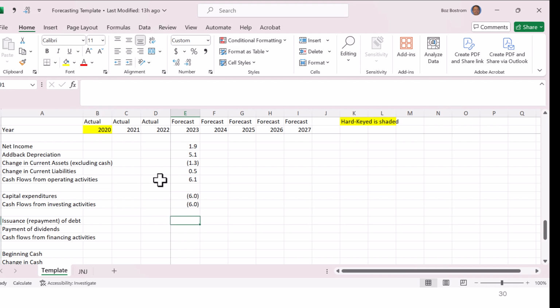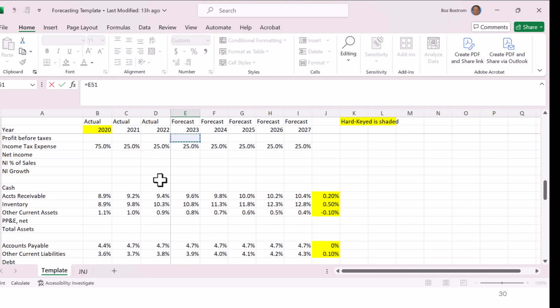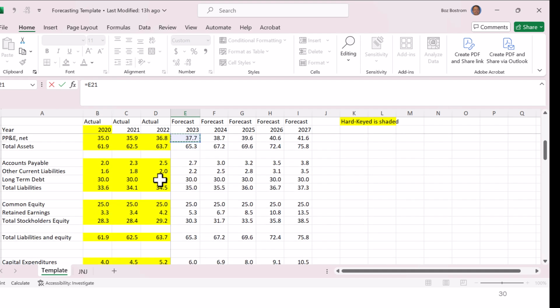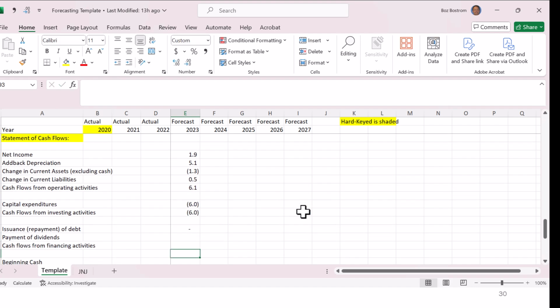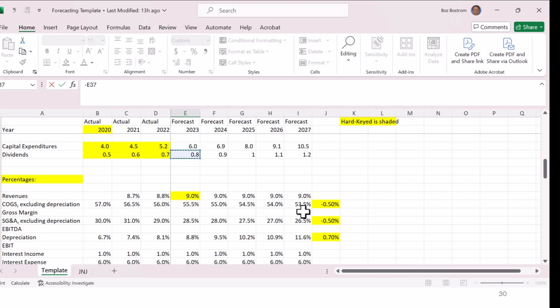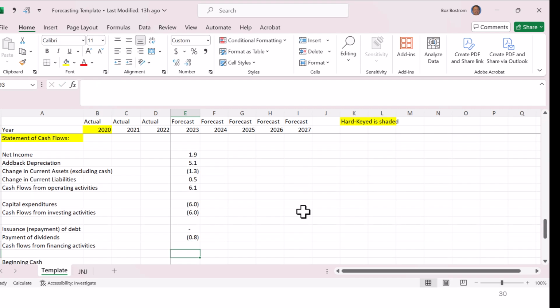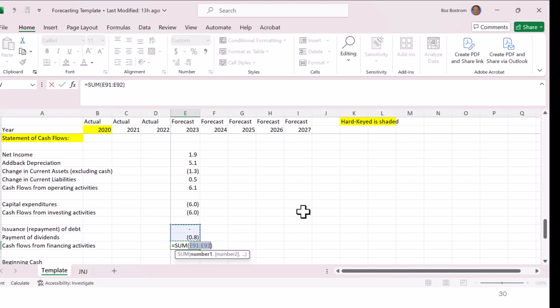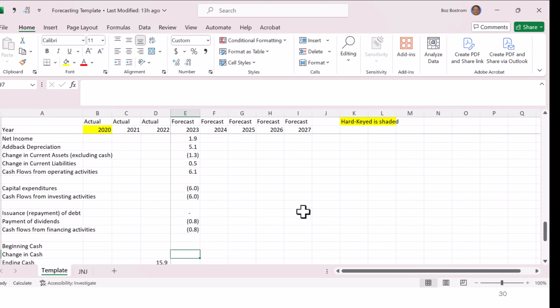Issuance or repayment of debt, so equals, and I don't think there's any, but we can put it in as a placeholder, equals long-term debt in the current year minus long-term debt in the prior year. So if there was an adjustment, it would go through here. The payment of dividends, we want to do a minus because these are cash outflows. So I'll go ahead and link to cell E37, and then cash flows from financing activities, alt equals.